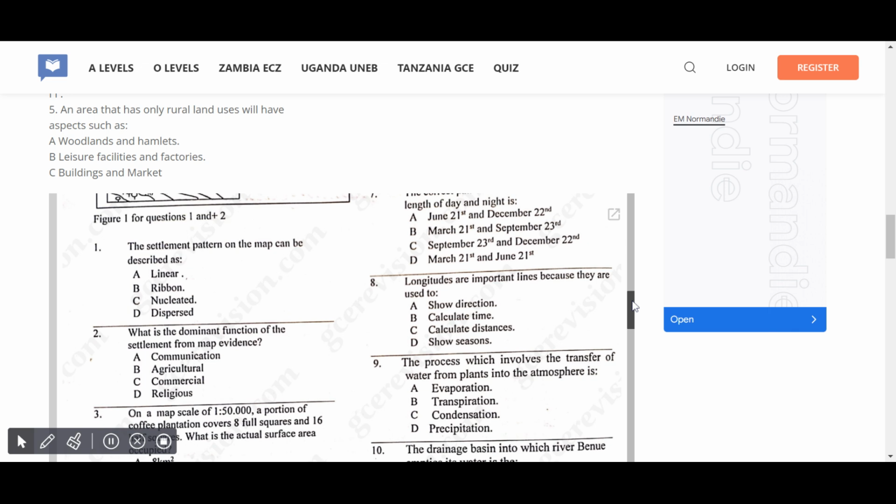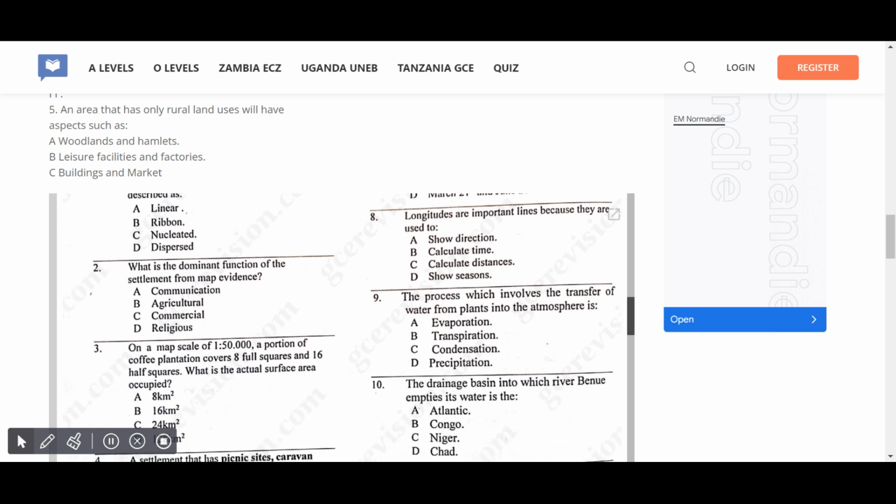Question 8. Longitudes are important lines because they are used to. The answer is B. They are used to calculate time. Question 9.